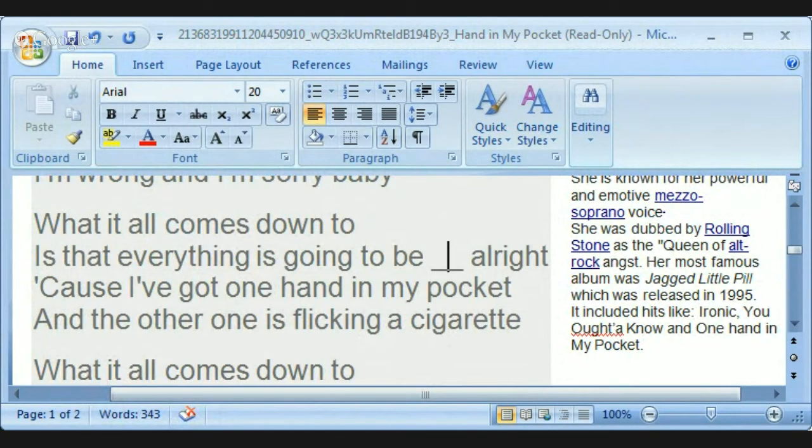Now let's look at this for a minute. Everything is going to be, you got simple future tense. Everything's a subject. Is going to be, that's our verb. And then all right is an adjective. So what kind of word goes in front of an adjective? Normally. What kind of word do we put in the blank?